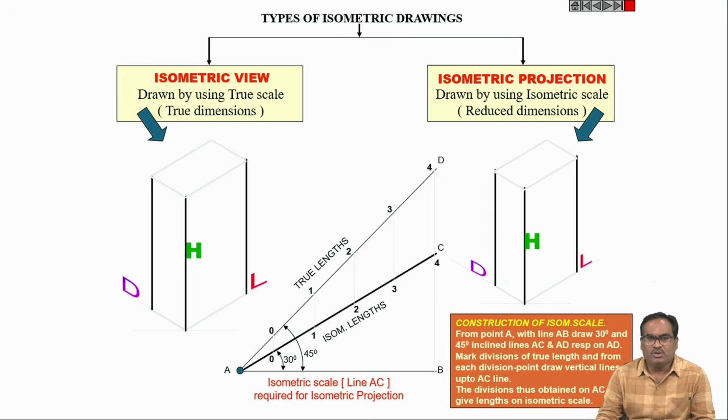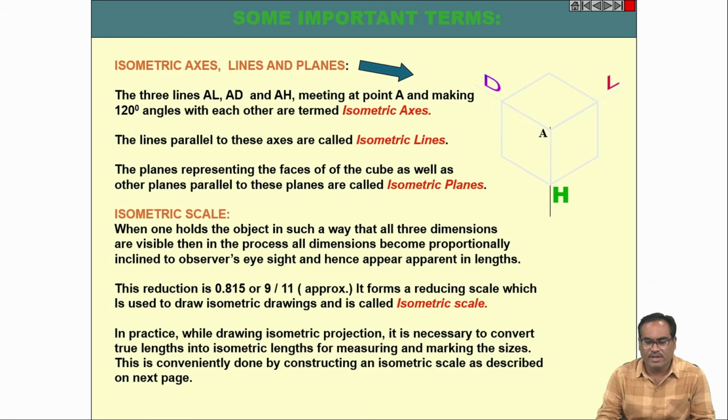In isometric view, we draw all the drawings to their true scale, so whatever the true length of an object, we will use that. Whereas in isometric projection, we draw using some reduced dimension. I'll tell you how much the reduction will be. Next, isometric lines and planes. Three lines are drawn, which we call isometric lines or isometric axes, each at 120 degrees. So these are the isometric lines or isometric axes.